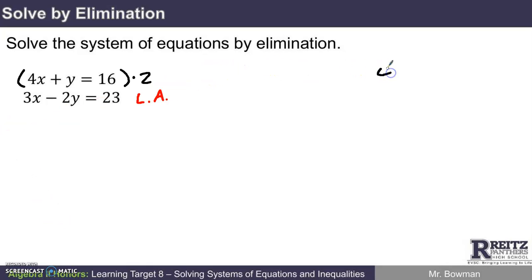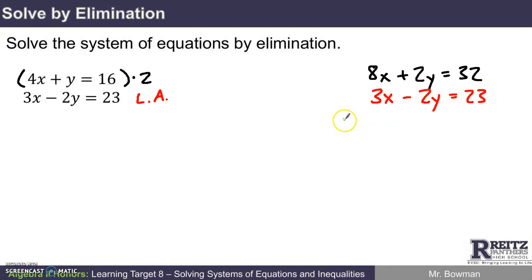I'll do it over here. If I multiply the top equation by 2, I get 8x plus 2y equals 32. And if I don't do a thing to the bottom equation, I've got 3x still minus 2y equals 23. And I hope you see that if I were to add those equations together, what would happen to the y's is they would cancel. They would become 0. All I'm left with is 11x equals 55.